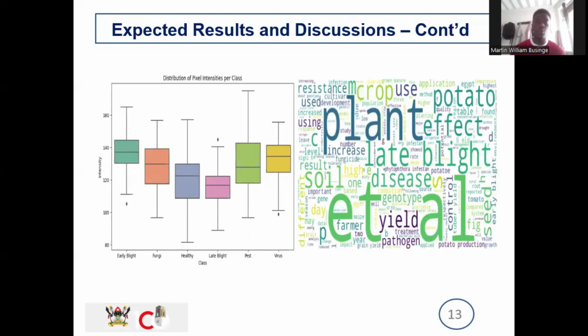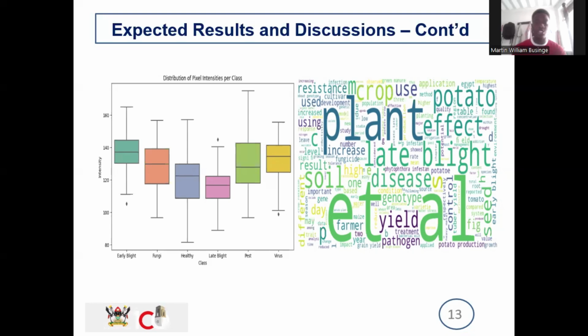Then here, we look at 2 very important images. One is the box plot, and the other one is the word cloud. These are both very important in explaining our different data sets. The box plot focuses mostly on the image data, and the word cloud focuses on the text that we're using for the RAG component. So in our box plot, we're just visualizing the distribution of pixel intensity values for each class of the potato leaves. That is for all the different 6 categories which were in our original data set. As you can see: early blight, fungi, healthy, late blight, pests, and virus.